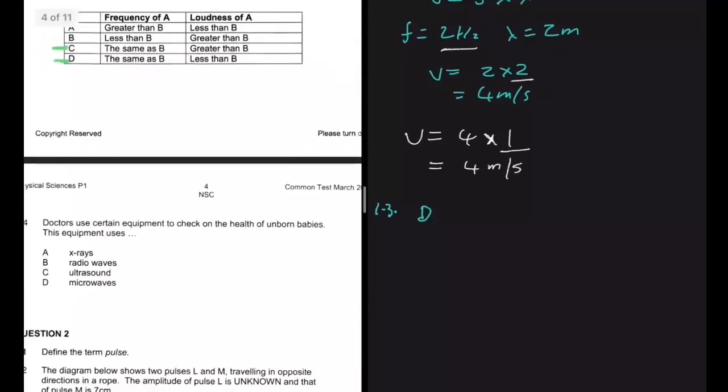And now off to 1.4. So we have 1.4 here, saying that doctors use certain equipment to check on the health of unborn babies. We know fully well that this equipment uses ultrasound, right? So our answer for 1.4 is going to be option C.